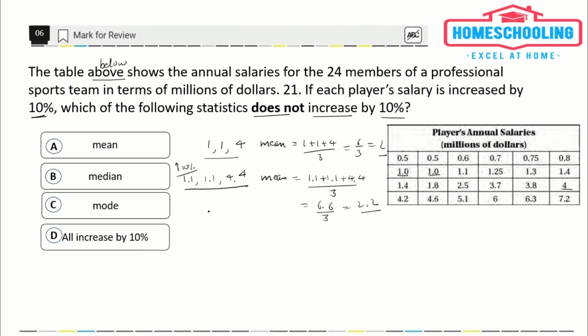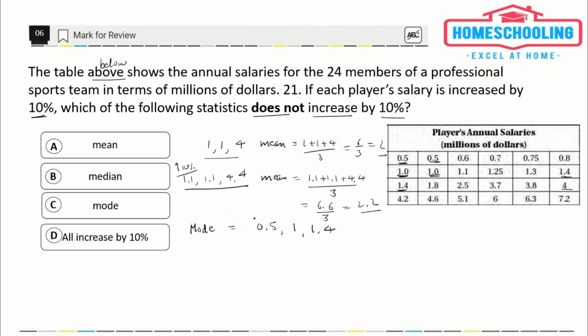Now let's find out the mode. Mode means most often. Let's find out the salary which is most often given in this data set. 0.5, 0.5. It is coming twice. Then $1 million and $1 million is coming twice. And let me see, $1.4 million and $1.4 million is coming twice. So the mode would be three numbers. That would be 0.5, 1, and 1.4.